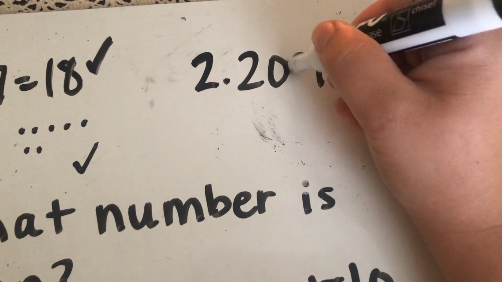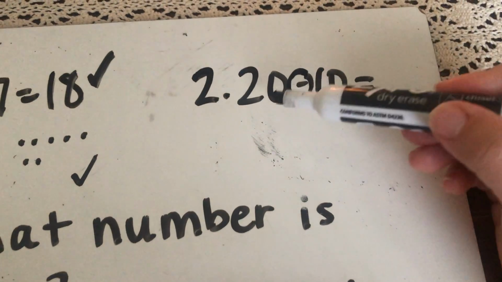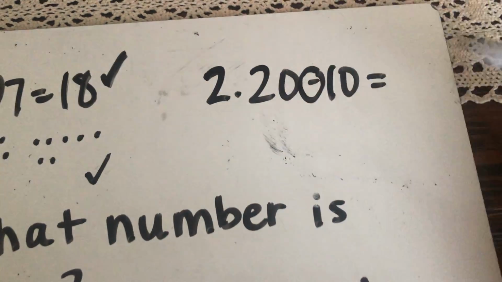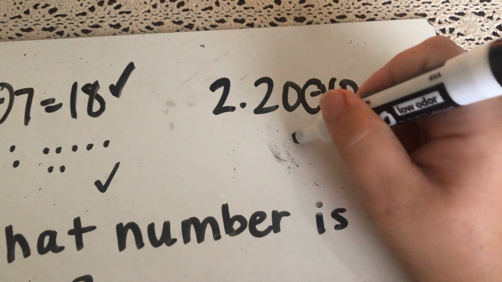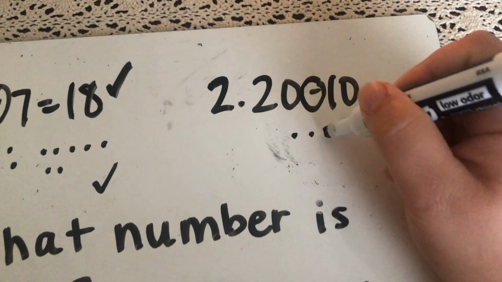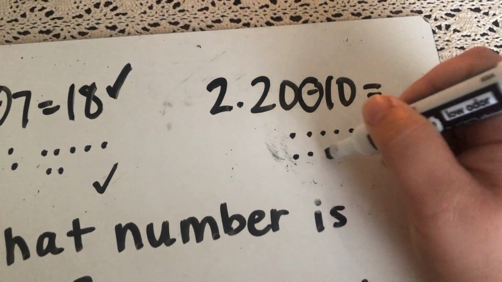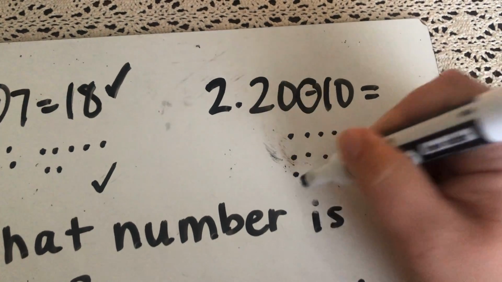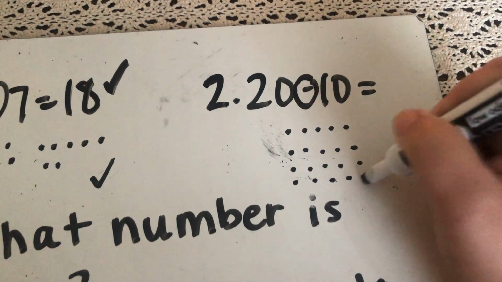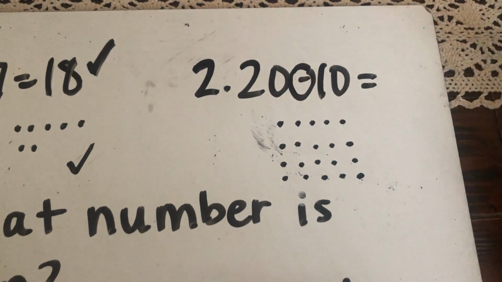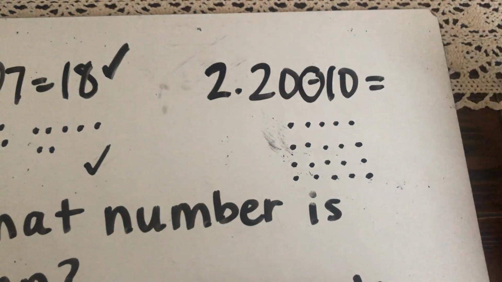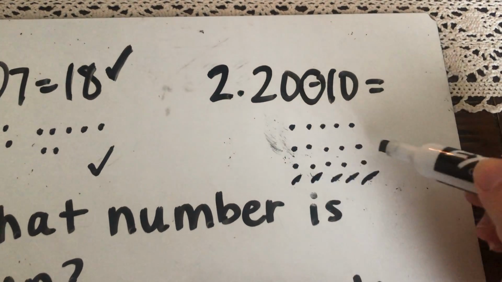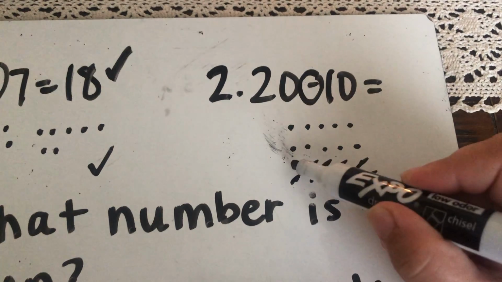Number 2, we have 20 minus 10. So that means I'm starting with 20 and I'm taking away 10. So my answer is going to be smaller than what I started with. So let's start by drawing 20 dots. 1, 2, 3, up to 20. And I'm going to be marking out 10 of those dots because I'm subtracting. 1, 2, 3, 4, 5, 6, 7, 8, 9, 10.